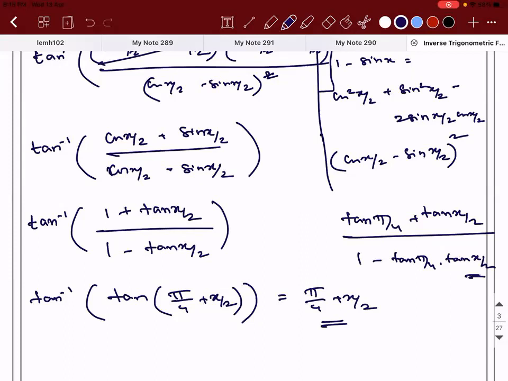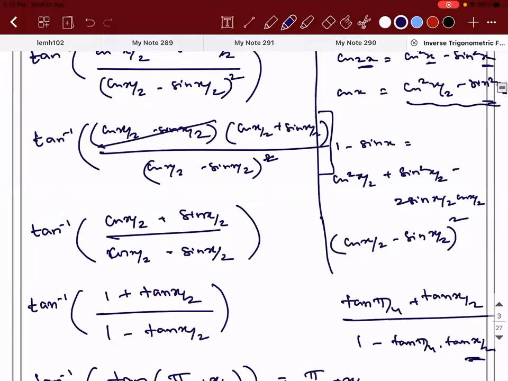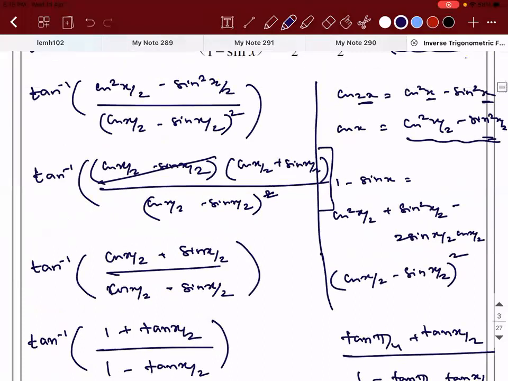Only with the minus pi by 2 to pi by 2. It's not about the assumption. That minus pi by 2 to pi by 2, I thought someone had asked me this question. I didn't want to say it because it will confuse you.